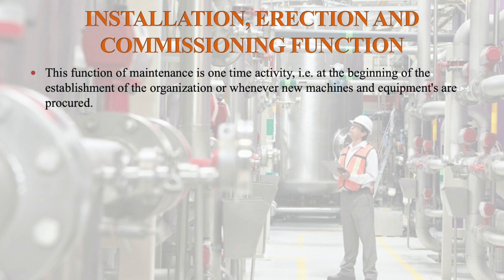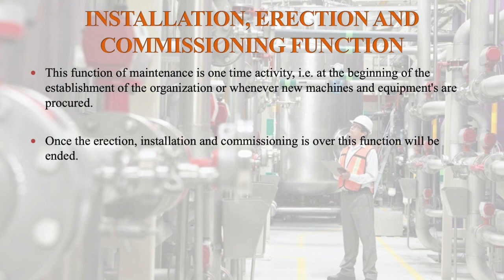This function of maintenance is a one-time activity, that is at the beginning of the establishment of the organization or whenever new machines and equipments are procured. Once the erection, installation, and commissioning is over, this function will be ended. So this is known as an installation commissioning function.